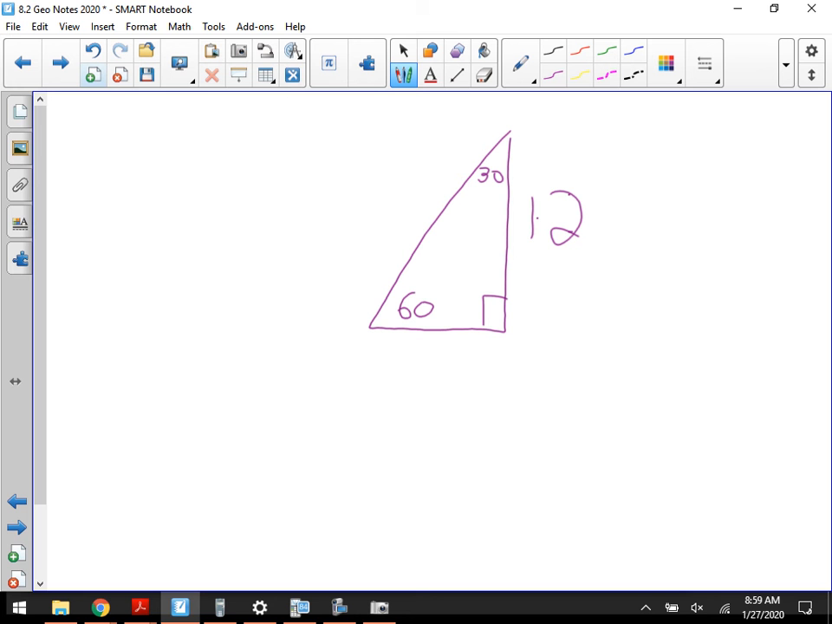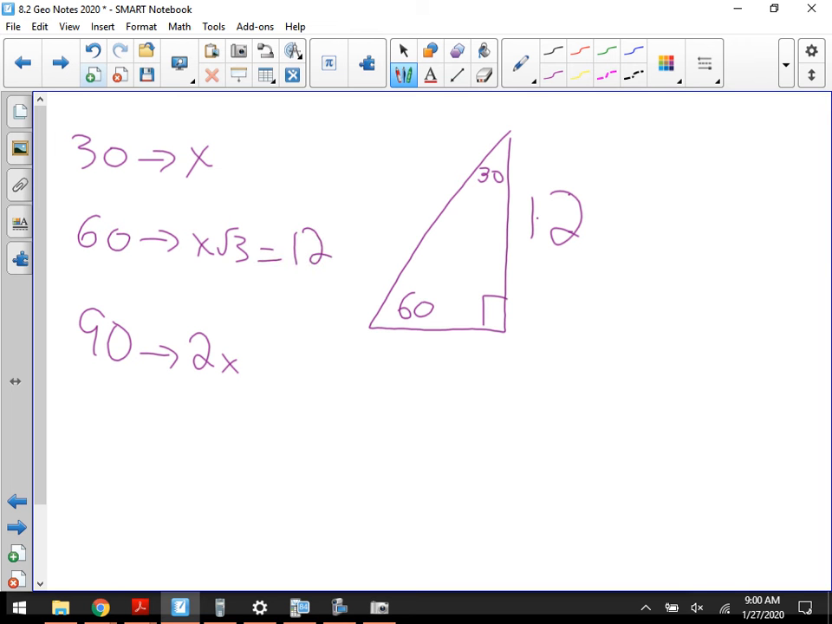I always write out my start. My start says, hey, 30, 60, 90. I write them through. Across from the 30, some value of x. X times the square root of 3 is across from the 60, and 2 times that value of x is across from the 90. According to the diagram, across from what angle do you know? The 60. So I have the equation here now of x times the square root of 3 is 12.